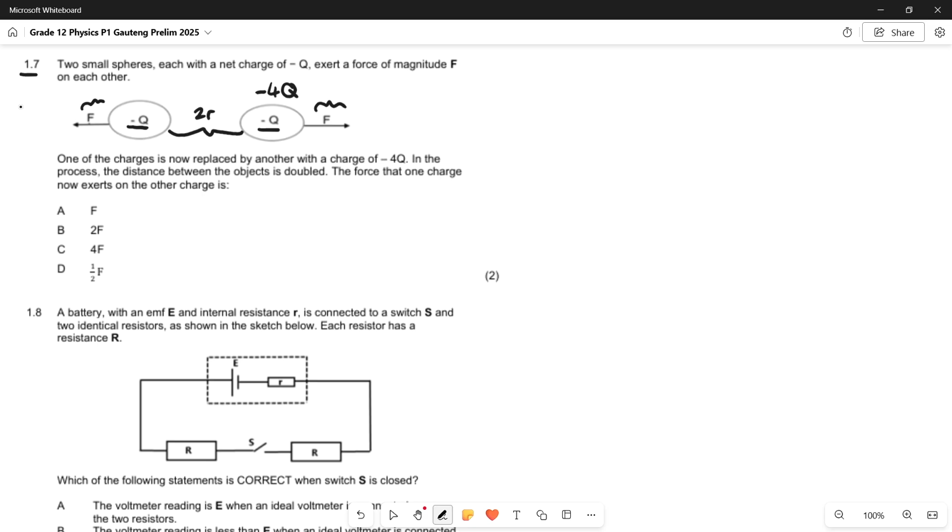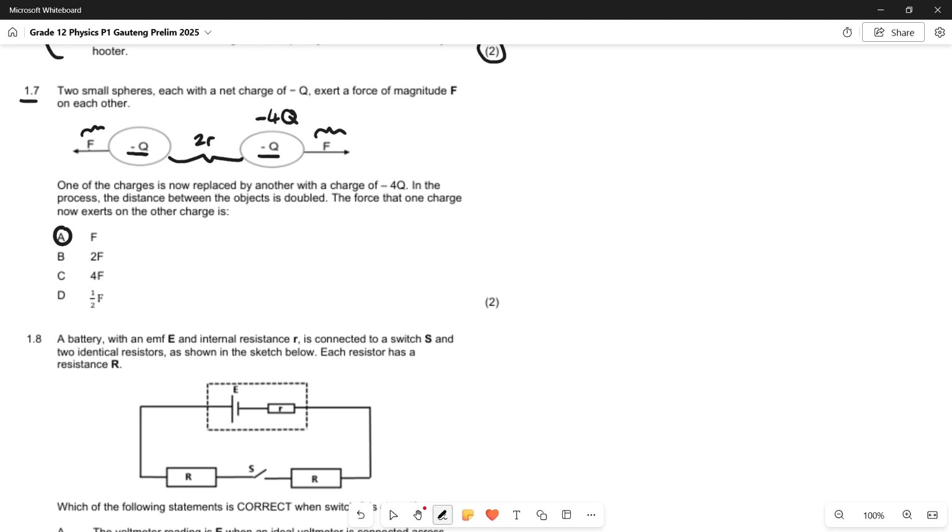The force that one charge now exerts on the other charge is A, B, C, or D, different variations of F, the initial force we had. Our answer is A over here. The force is exactly the same, and we're about to see why. Because we have F equals k, our constant, which is unimportant for these sorts of questions, multiplied by Q1, multiplied by Q2, over r squared.